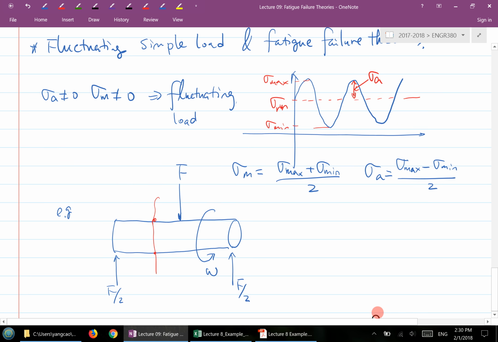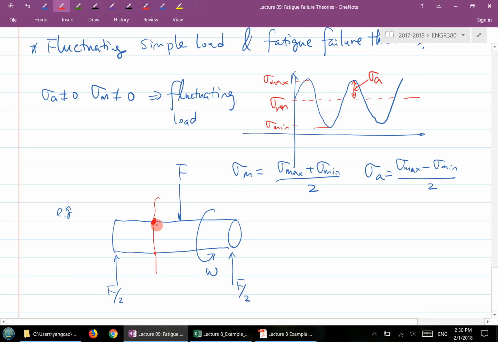We have 3 different loading conditions: first is completely reversed, then repeated, then fluctuated. So if I stop right here for the shaft, what type of loading is it? Completely reversed, right? So if you take a location right here, you have a complete reverse, just like the example we just went through. You calculate the bending moment at that location, then you can calculate the bending normal stress, and that bending normal stress is the amplitude of this complete reverse here.